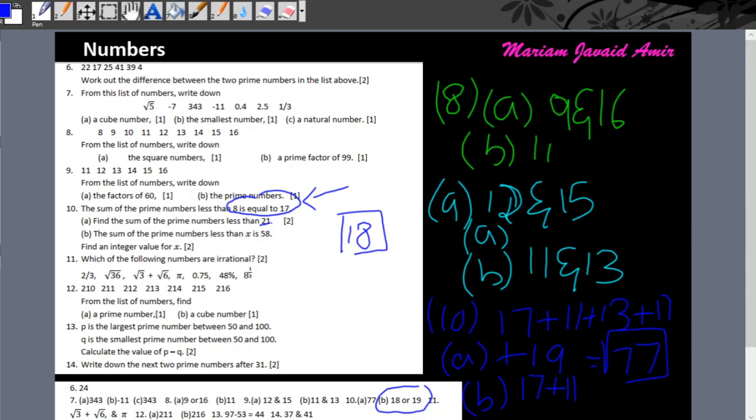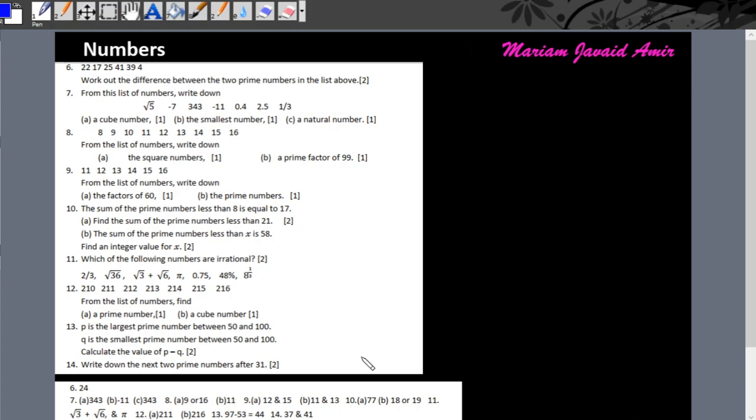Then we have question number 11, which is: which of the following numbers are irrational? Now again, irrational numbers are numbers that cannot be written in the form of a fraction. 2 over 3 is already a fraction. Under root 36 is 6 over 1. This can be written as a fraction.